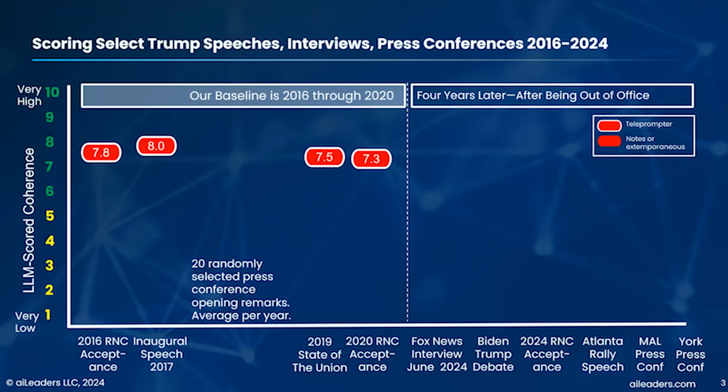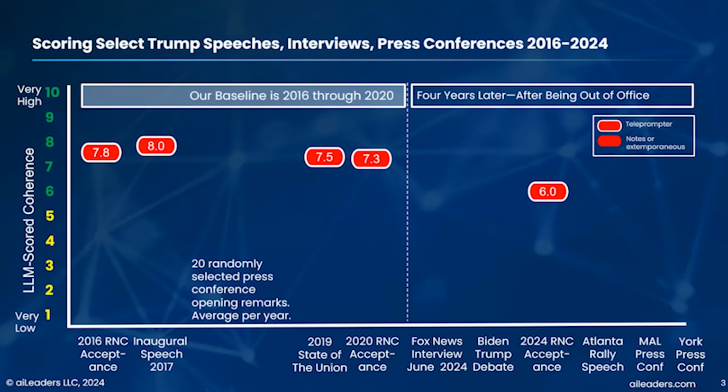During Trump's time in this baseline period, he had very good coherence. 7s consistently, an 8 on his inaugural speech. Exactly what you would want to see from someone in a highly visible national role, delivering really important content to the nation. Now, in more recent times, his RNC speech, 2024, we see a decline.